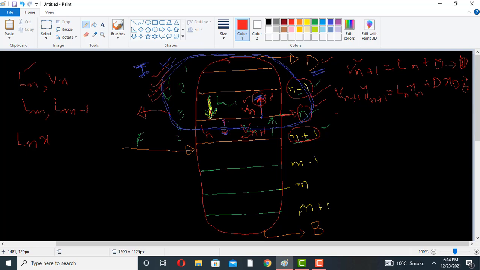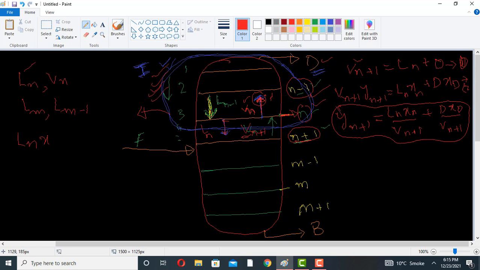Simplify equation 2: Yn plus 1 is equal to Ln Xn divided by Vn plus 1, plus D Xd divided by Vn plus 1. This equation is called the straight line equation for the rectifying section of the distillation column.